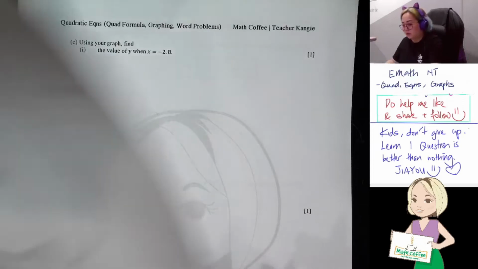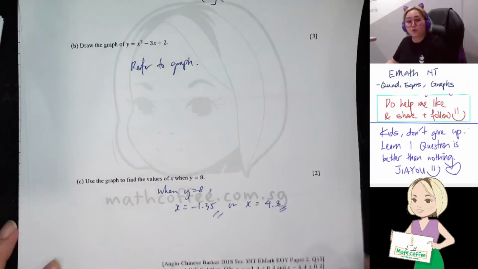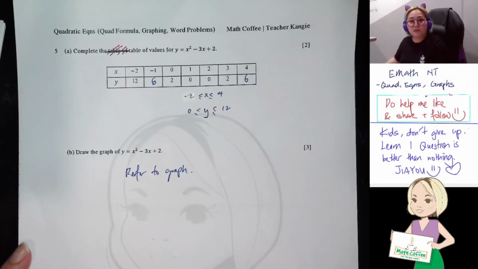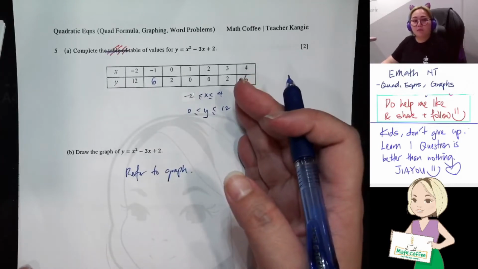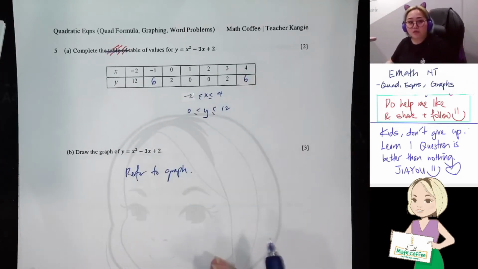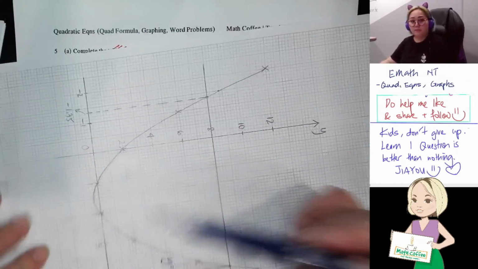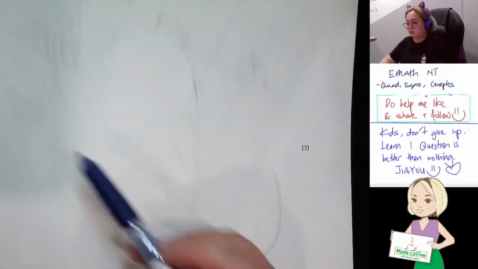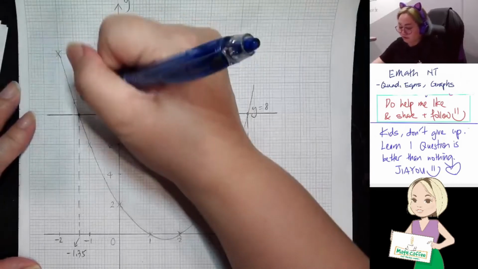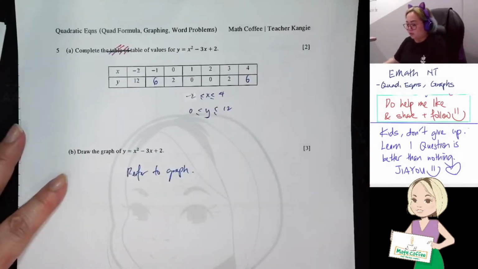So that is for part C. So this question number 5 is done. Plot the table of the points, then draw the curve. You can always tilt the paper so that you will be able to draw the shape nicely. You can always turn the paper. Don't think, oh, I must draw like that, I must draw like that. Cannot. You can just turn your paper. So we are done with this question number 5.